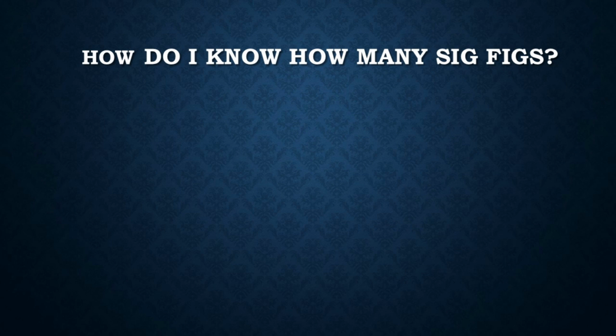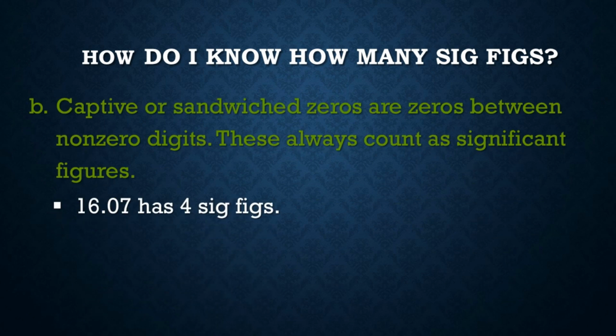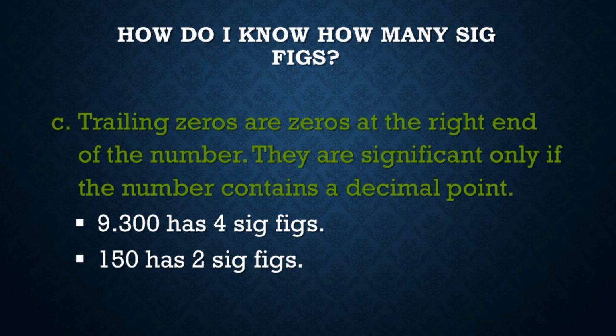How do I know how many significant figures? Second, captive or sandwich zeros are zeros between non-zero digits. These always count as significant figures. 16.07 has four significant figures. Third, trailing zeros are zeros at the right-hand end of the number. They are significant only if the number contains a decimal point.